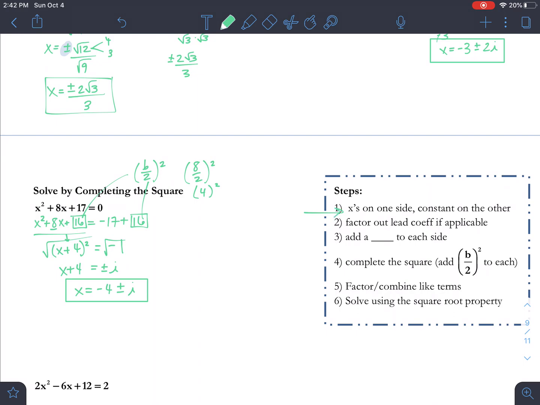So, again, those steps are right here. x is on one side, we moved -17 over. Factor out a lead coefficient; that's going to come up in the next problem here. We're going to add a blank to both sides, meaning literally a blank or like a square.